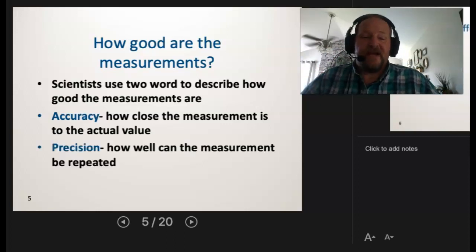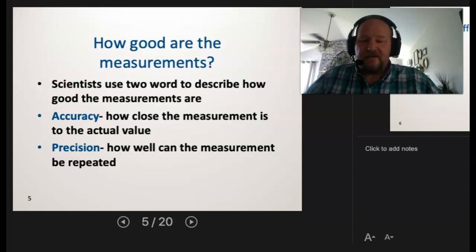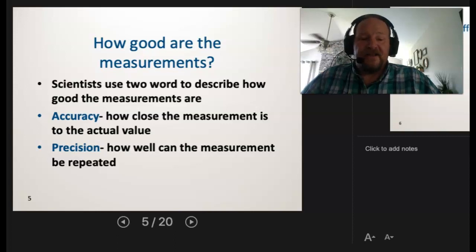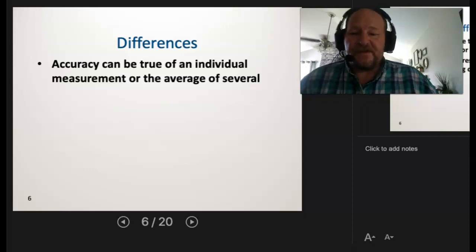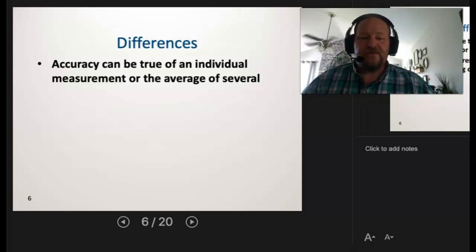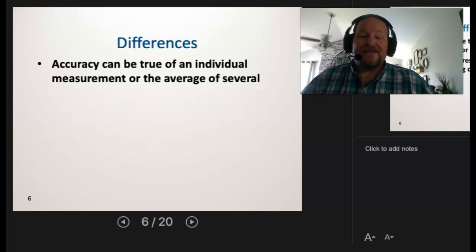The second thing we look at is precision. If I use the same thermometer over and over and over again, will it continue to give me the same value over and over again in the same situations? So these are the two terms that we use to determine how good a measurement is. Some things you need to watch out for, some differences between the two. Accuracy can be true of an individual measurement as well as the average of several measurements.